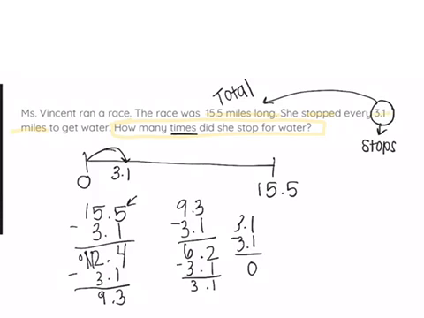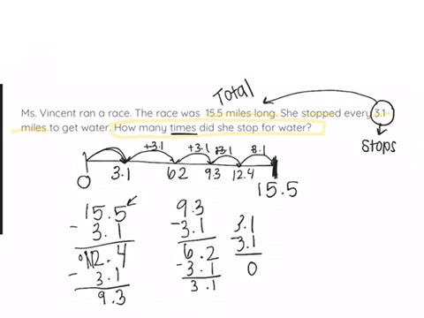So over here, I've made one stop at 3 and 1/10 miles. Now I'm going to add another 3 and 1/10 miles, and that will get me at 6 and 2/10 miles. Add another 3 and 1/10 miles to get to 9 and 3/10. Add another 3 and 1/10 miles to get to 12 and 4/10. And then again another adding the 3.1 miles and getting to my finish line. So I'm assuming that she is stopping at this finish line and drinking water as well.